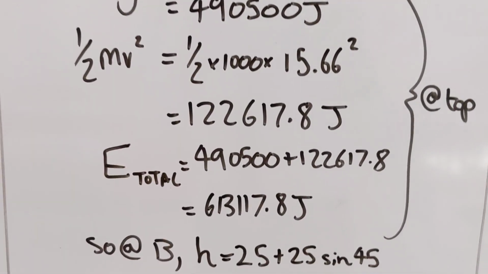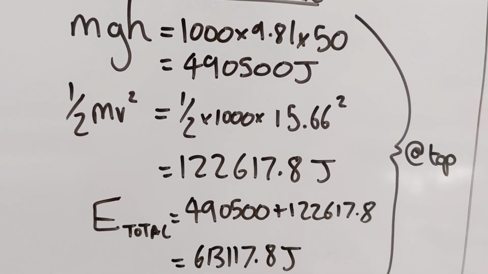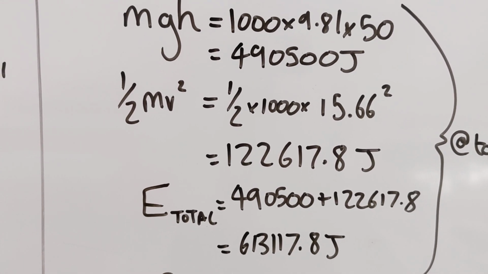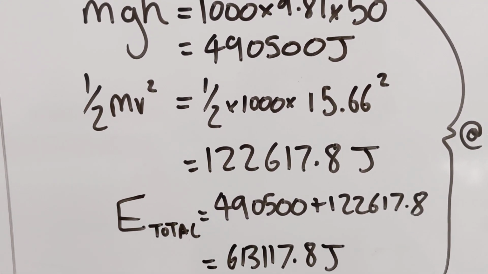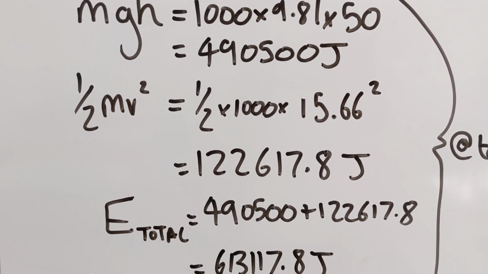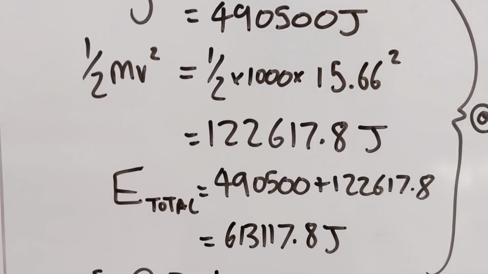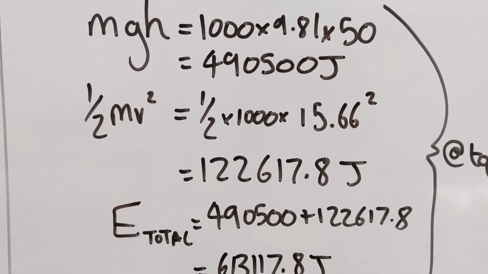So at B, we know that that is the total energy. And at A, and at D, and at E, and every other point, that is the total energy. So how do I work out how fast we're going at B? Well, to do that, I need to know what the kinetic energy is, which is going to be the difference between this total energy and the gravitational potential energy at B.